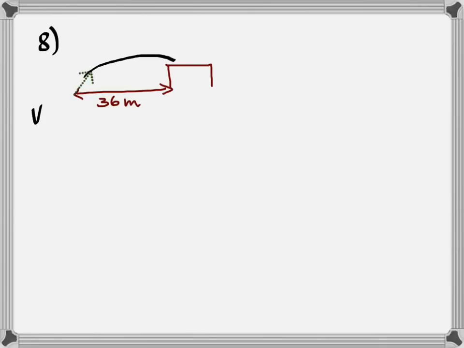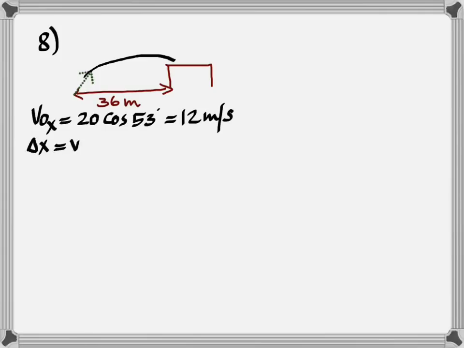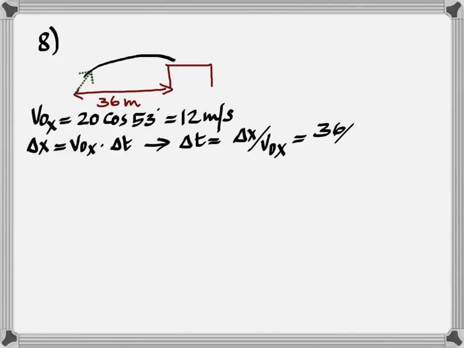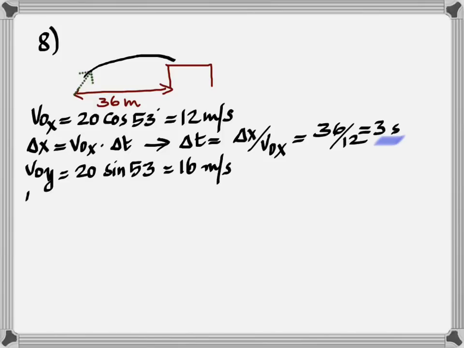The ball is 36 meters away and the crossbar is 3.05 meter. So the initial velocity 20 can be resolved into 20 cos 53, which is the horizontal component, and since horizontal displacement is horizontal velocity by time, we can find the time as 3 seconds. And then the vertical component is 20 sine 53, which is 16.